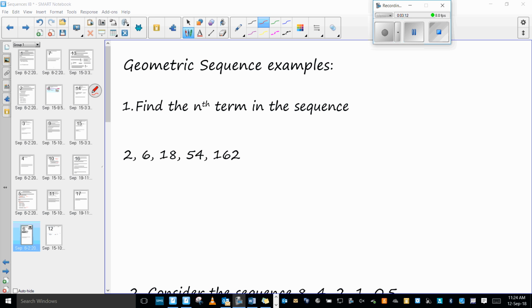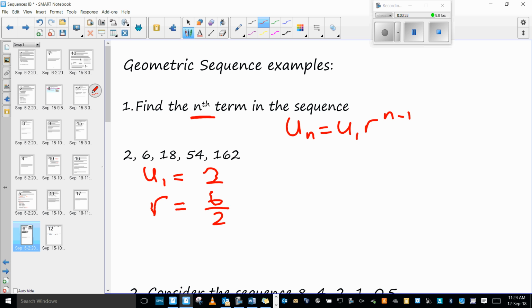Alright, so let's look at some examples. Find the nth term, so we're looking for the general rule. In order to find the nth term, we're using Un equals U1 R to the n minus 1. So we're going to have n's involved, but we can establish what U1 and R are. So U1 is 2, and R would be 6 divided by 2, which is 3. So my Un is 2, and I'm actually going to do the multiply by sign, 3.